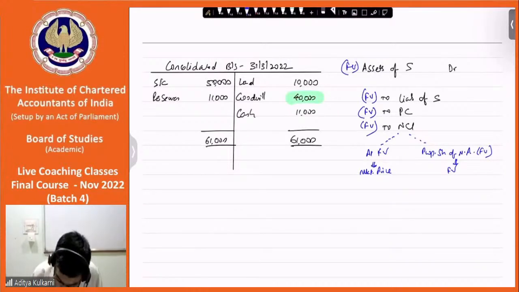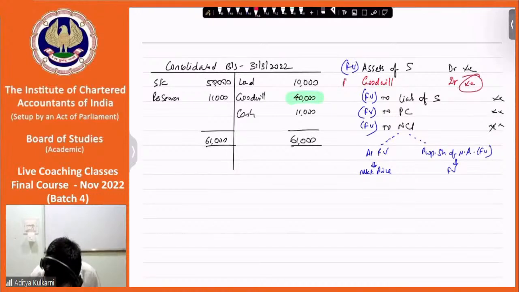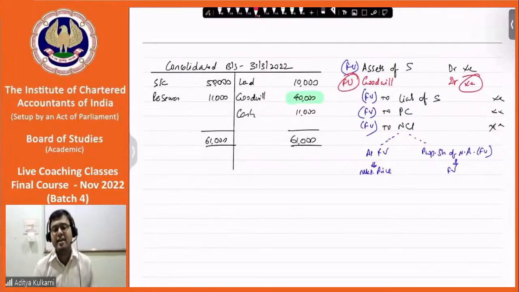And therefore, now when I do the balancing, the goodwill that I am going to get, if all the other items are at fair value, automatically the goodwill has to come at fair value. That is the reason fair valuation under Ind AS 103 is so crucial and so important.